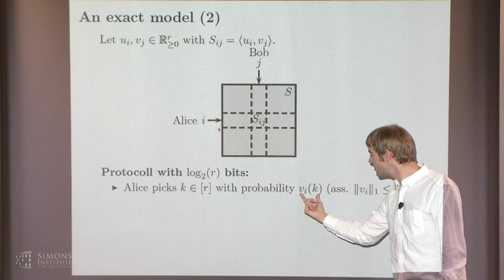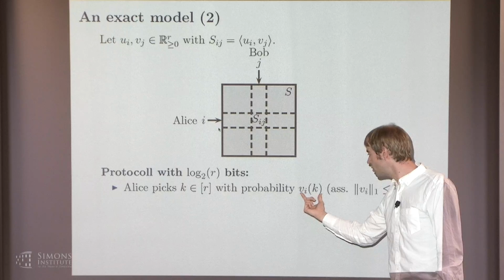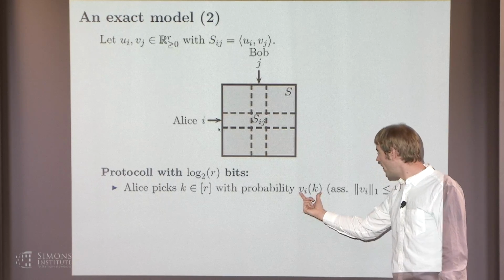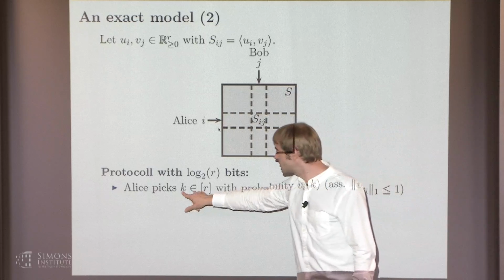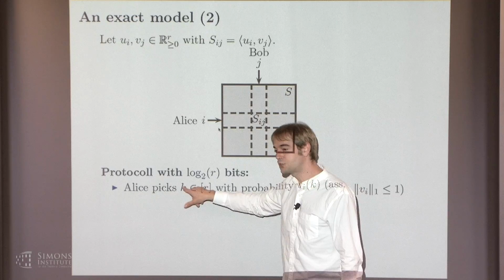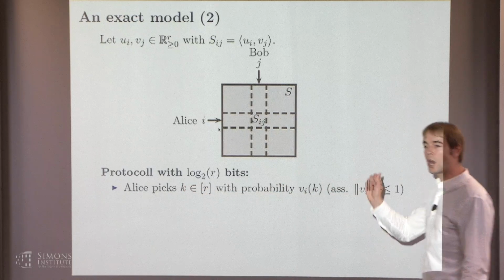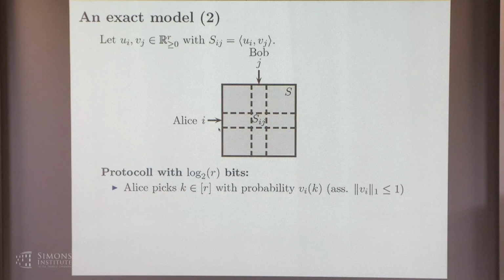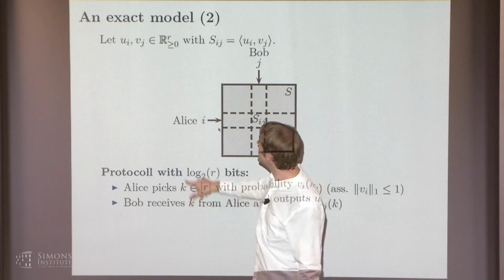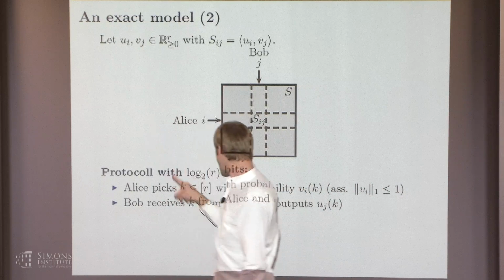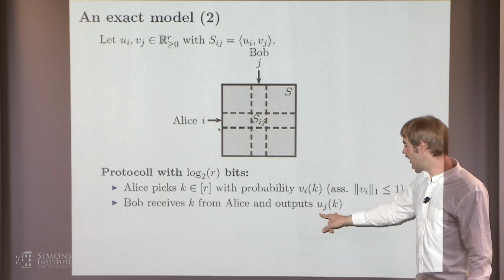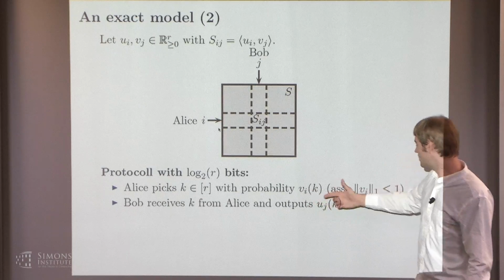Okay, so if this is, let's say, 0, she would never pick it. So this is proportional to the value, and then she sends that index, which is a number between 1 and r, to Bob. So she uses only log r bits. Now Bob gets that index. Now Bob stares at his vector, and he outputs the value of his vector. And again, I messed things up here.